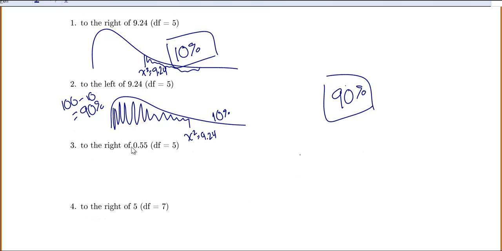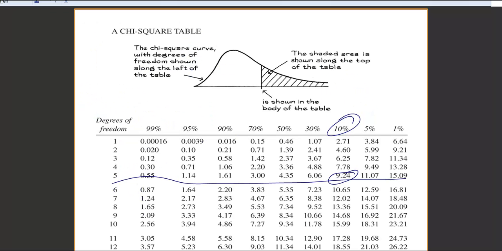Now number 3, to the right of 0.55. So it's probably about here. We want the area to the right. Now we still have 5 degrees of freedom. So 5 degrees of freedom, here's my 0.55. So the area to the right is 99%.